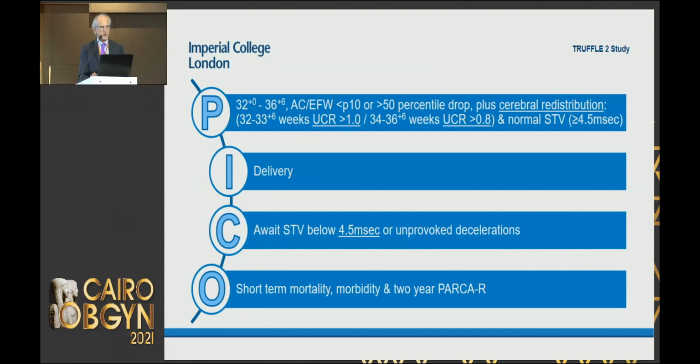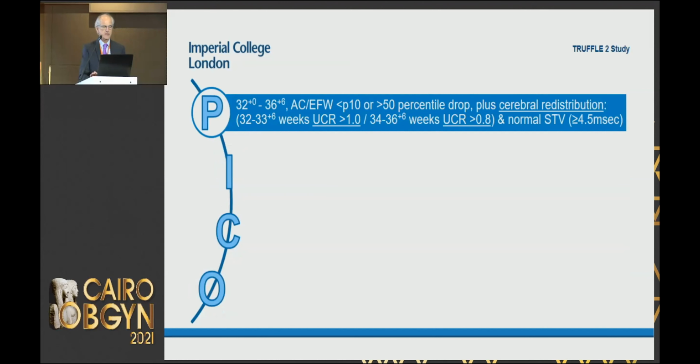The control group is no cerebral artery Doppler, just umbilical artery Doppler, and short-term and computerized CTG. Await until the short-term variation falls below 4.5 milliseconds, or there are unprovoked decelerations. And the outcome will be short-term mortality, morbidity, and 2-year BAR score. This is a questionnaire which is sent out to the parents, and they should send it back.